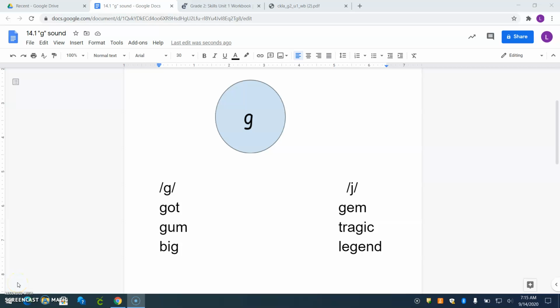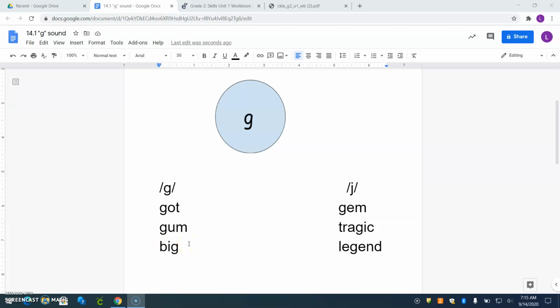We are going to work on the sounds you can have when you have a G in a word. And you know from first grade that if you have a G in a word, you can have the G sound, like got, gum, or big.